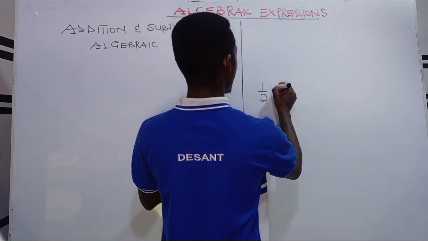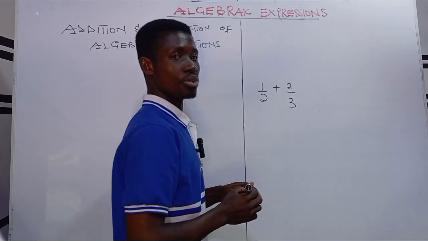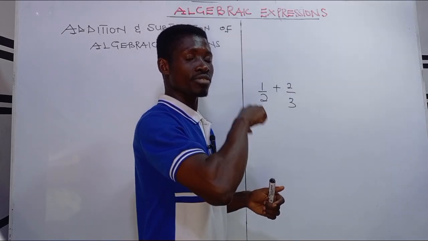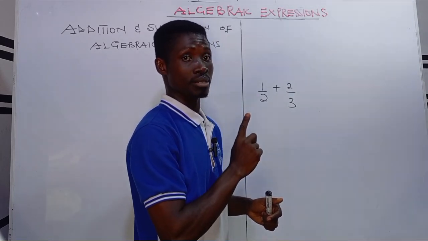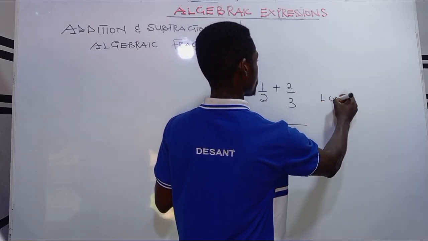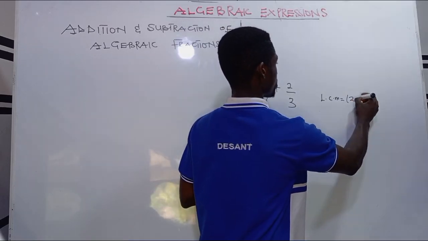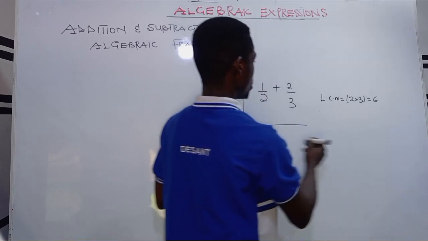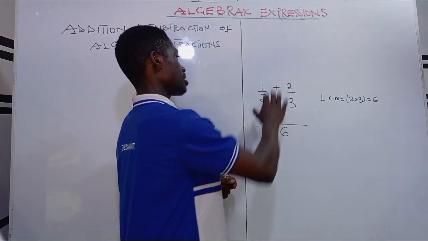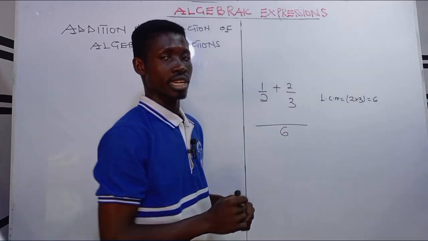1 over 2 plus 2 over 3. Now what do we do? We find the LCM of the denominators and then we express each fraction in terms of the LCM. So the LCM of the denominators, we have 2 times 3, that gives us 6. So the LCM of 2 and 3 is 6. Then we express each fraction in terms of the LCM.